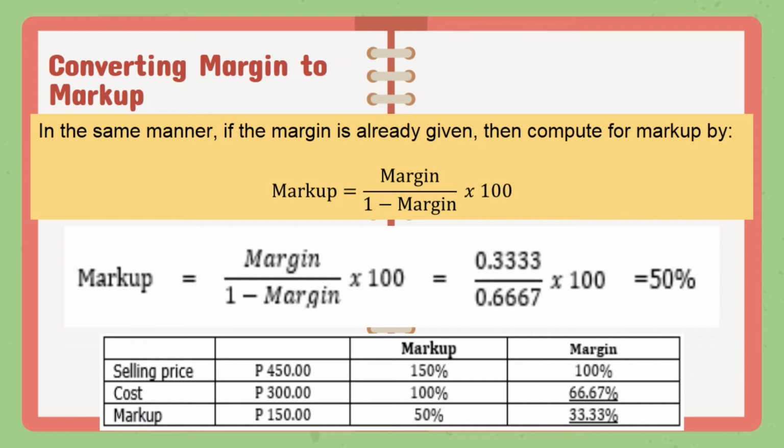So we can say that when we are converting markup to margin, or the other way, the percentage value may change, but the amount of markup, whether it is based on cost or on the selling price, remains the same. Bottom line is, when the base is cost, probably the selling price can go higher than 100%. While if the selling price is the base, since part ng selling price si cost at markup, mas liliit ang percentage value kapag margin ang pinag-uusapan natin.